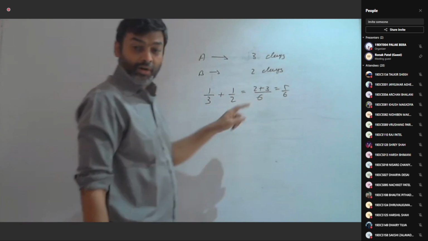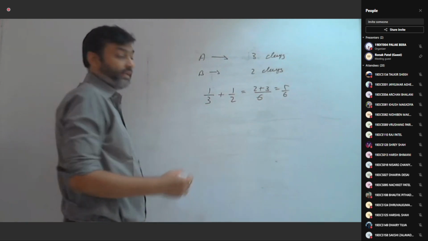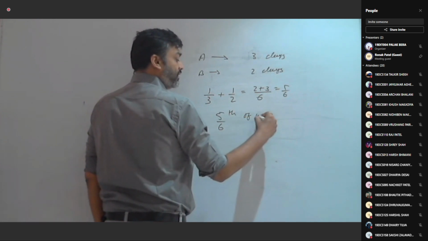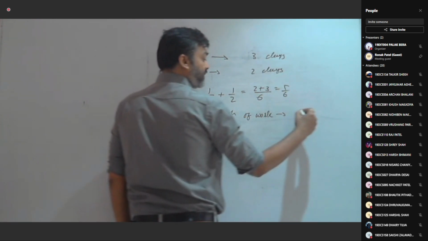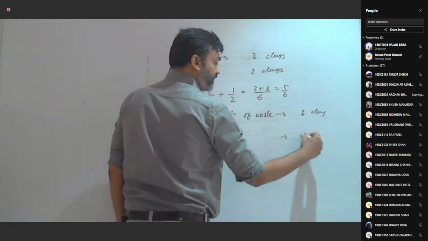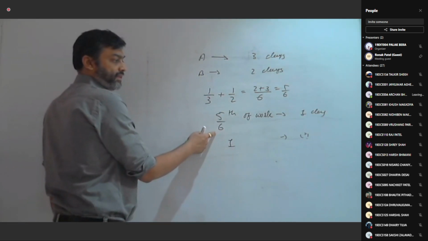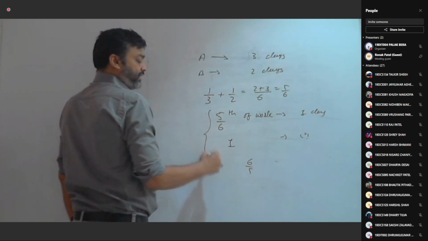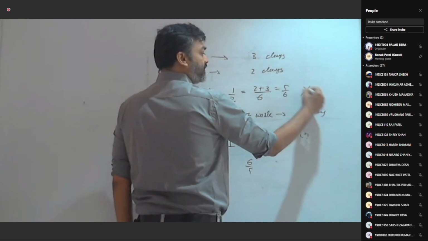So how many days will they take? I can say that to do 5/6 of the work, they take 1 day. So to complete the whole work, how many days? 6 ones are 6, so it is 6/5. That means there is no need to write this portion: just take the reciprocal of the answer.